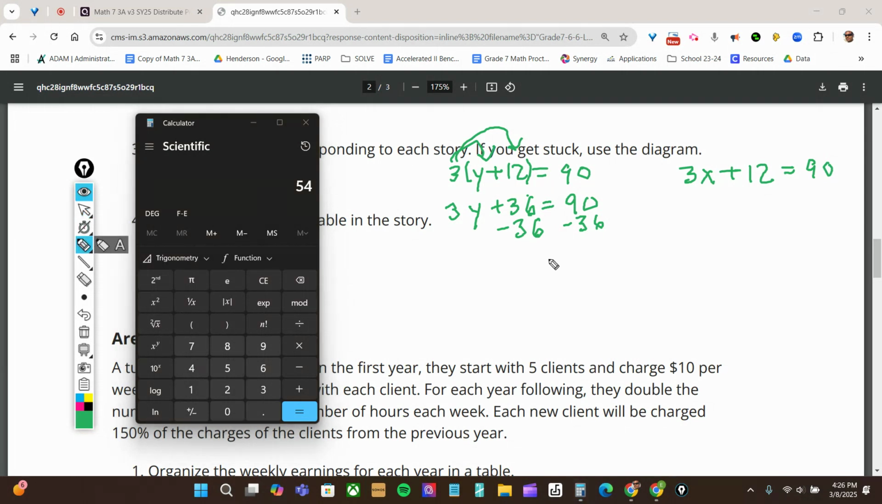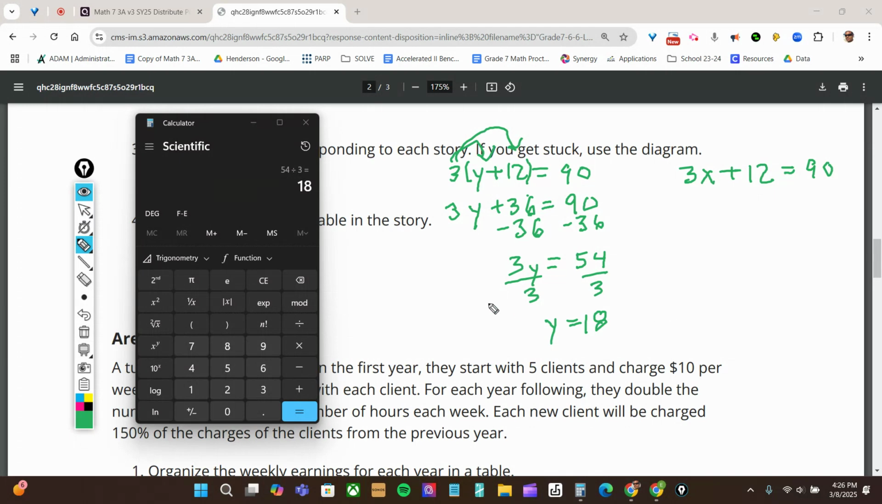Doing too much on here. So this is 3y equals 54. Divide that by 3, and that's going to give us 18, right? 54 divided by 3 equals 18. Okay, so y equals 18.